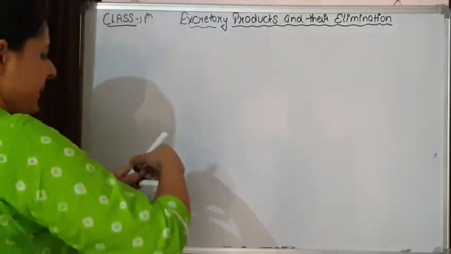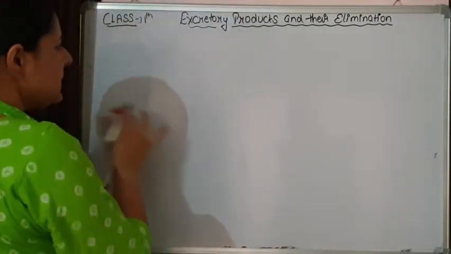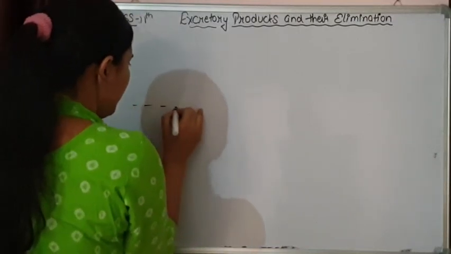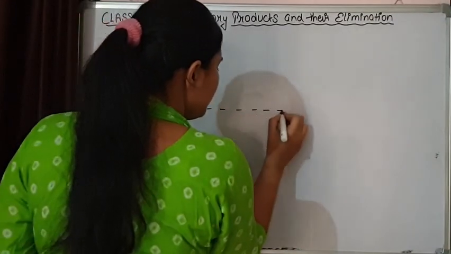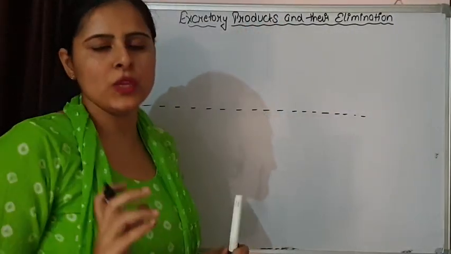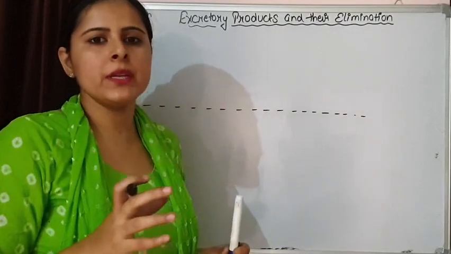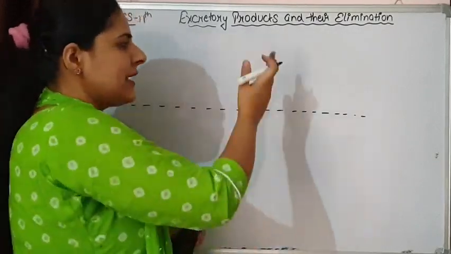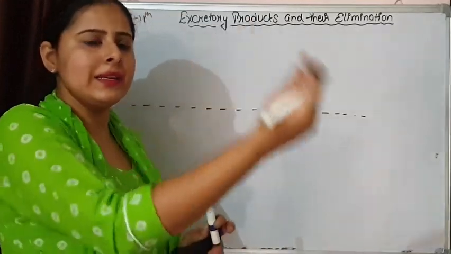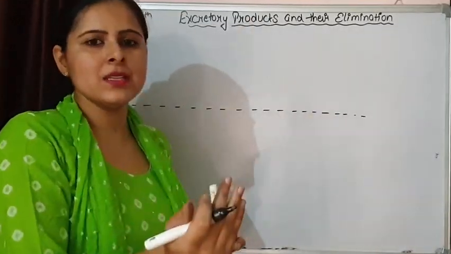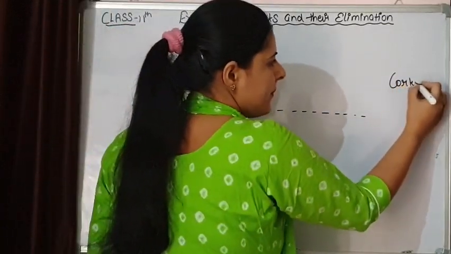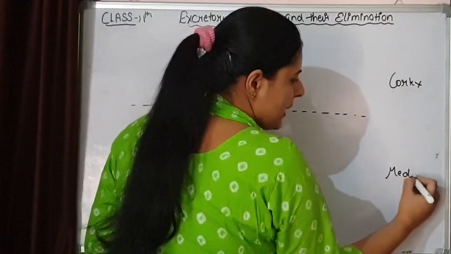So I am making the complete diagram. First I am going to make a margin and a central line. Remember, the upper portion is showing the cortex region, the region that is present near the renal capsule and is dark in color, and the interior is the lighter section, that is the medulla. So this is the cortex region and this is the medulla region.